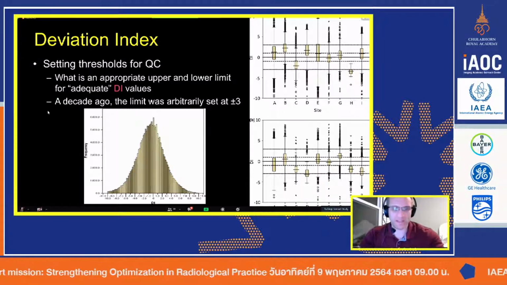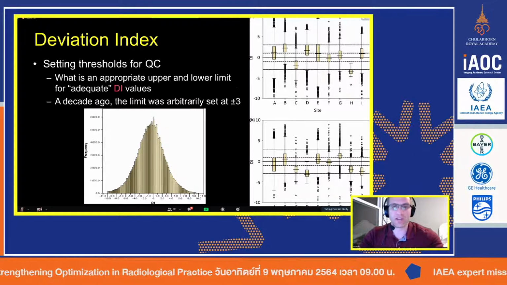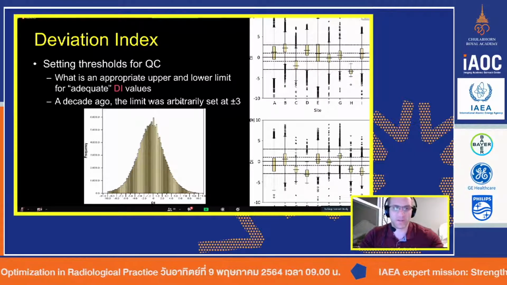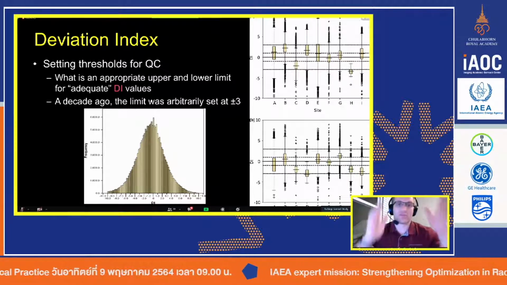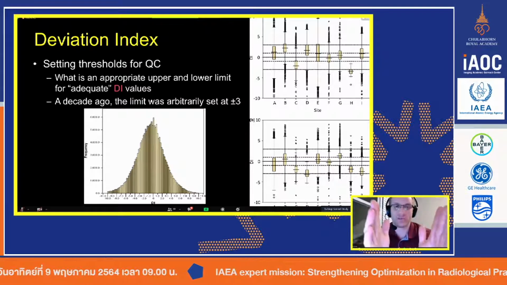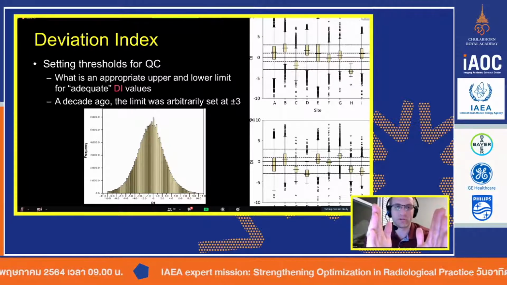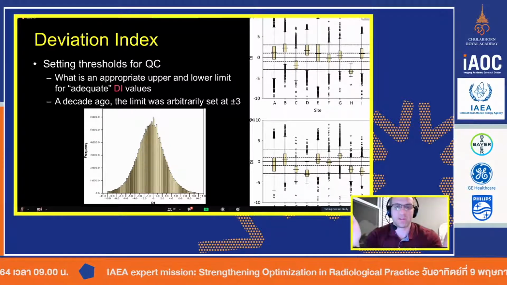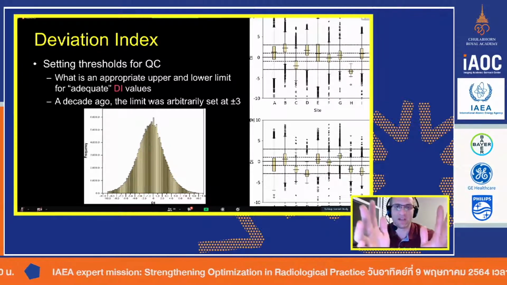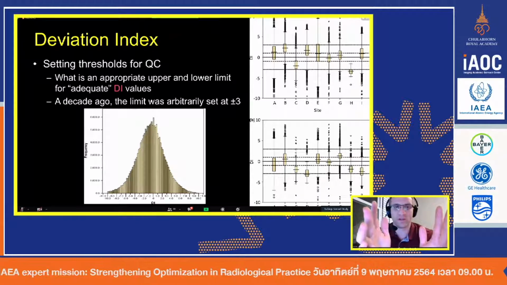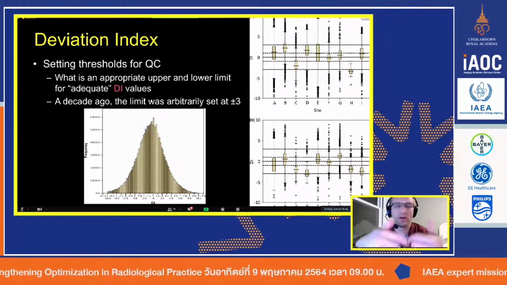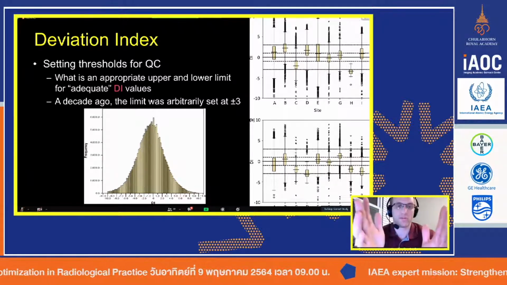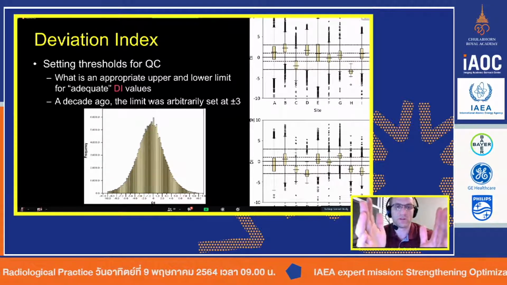So basically a decade ago, when we originally came up with the idea of DI, the physicists arbitrarily said plus or minus 3 is the threshold for good and bad. Everything above and below a DI of negative or positive 3, you should reacquire the image. You should re-expose the patient.